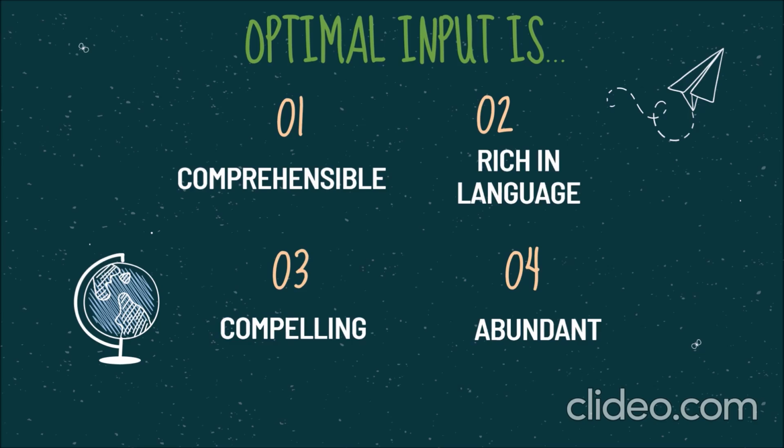Finally, number 4, optimal input is abundant. It takes a lot of comprehensible, rich, and compelling input to make significant progress. Abundant input provides more opportunities for the acquisition of language. Teachers must provide lots of resources. Mason recommends guided self-selected reading or GSSR, which consists in providing students with a plethora of easy reading options, which students then choose according to their own interest and go through at their own pace.